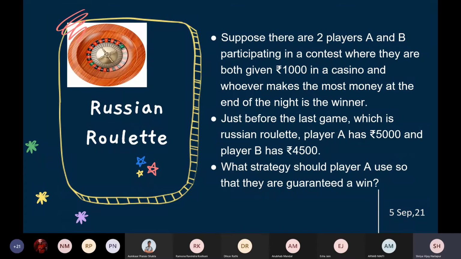So can anyone tell me a strategy that player A can use so that they're guaranteed a win in this game? They're already in the lead. Is there any strategy that they can use to maintain this lead definitely and win over player B?